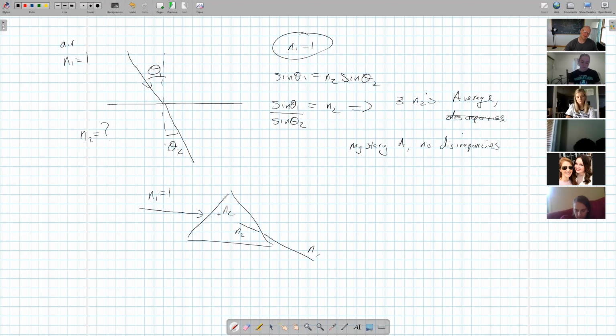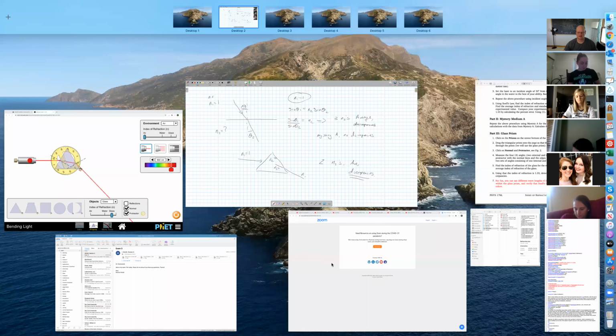But again, for here, you're going to calculate this N2 here, as well as this N2. So in this case, you'll have 2 N2s. And then from there, you want to, again, find its average, and also, again, its discrepancies. Again, comparing that to glass. And that's pretty much it. So that's it.